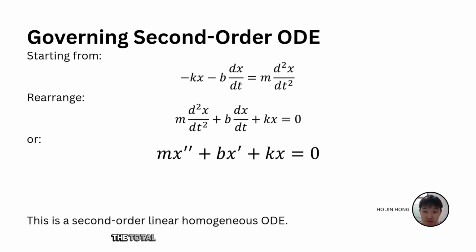Using Newton's second law, the total force acting on the coilover is equal to mass times acceleration. So, the spring force and damping force are combined to form the equation of motion. After rearranging the terms, we obtain the governing second-order ordinary differential equation for the coilover. This equation is second-order because it contains acceleration, and it is homogeneous because there is no external force term.